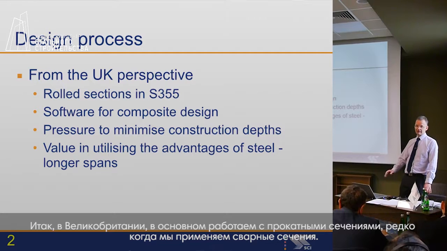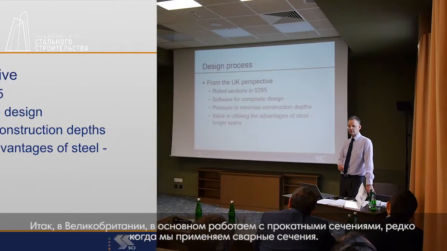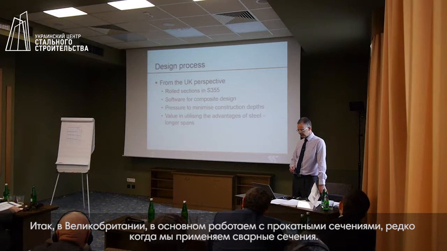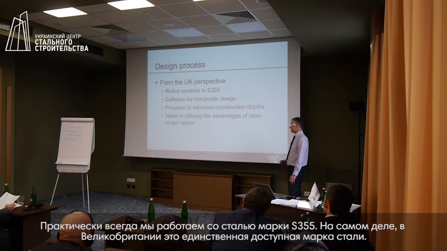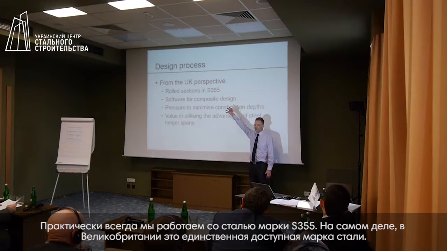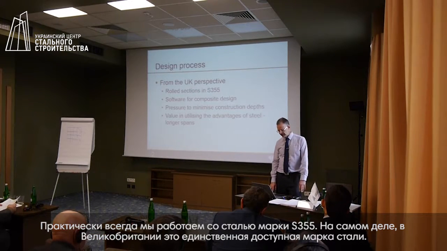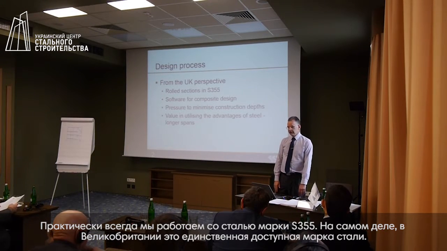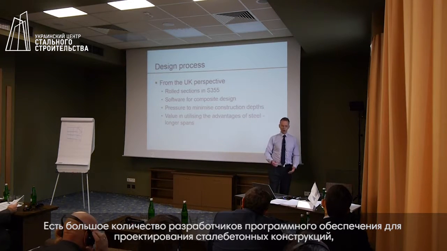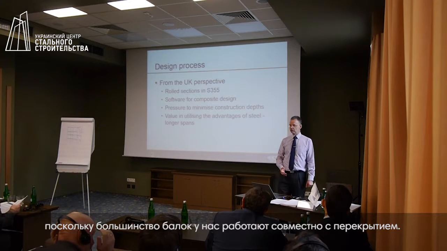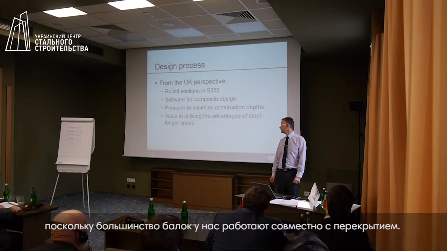So in the UK, our steel sections would be rolled sections. It would be very unusual for us to weld a member from plate. We would always be using S355 steel. That really is the only available grade in the UK. There are many people who provide software to enable us to design composite beams, because almost all our beams will be composite with through-deck welding.